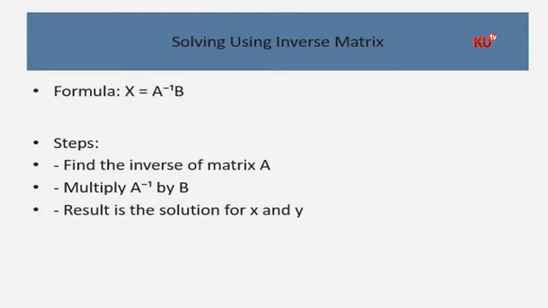After finding the inverse of the matrix A, step number 2, multiply A inverse by B, or pre-multiply the inverse of the matrix to B. I'm going to show you what the A, the B, and the X are with the aid of an example. Then the result is the solution for X and Y. Okay? Find the inverse of matrix A, multiply the inverse of that matrix by B, then the result is the solution for X and Y. Let's get into example 1.